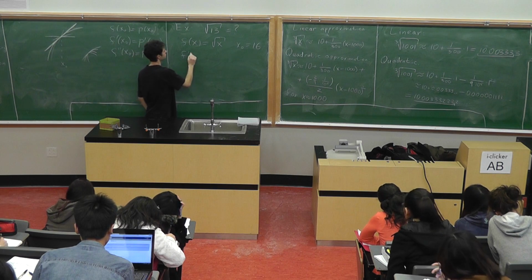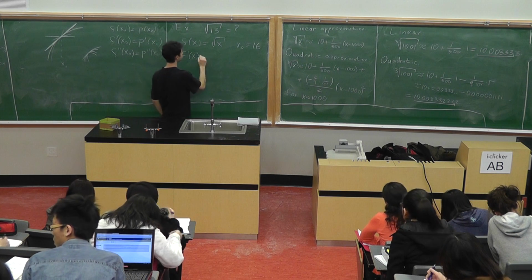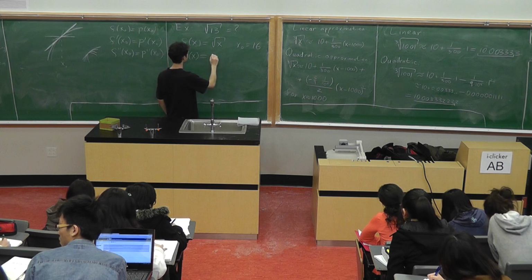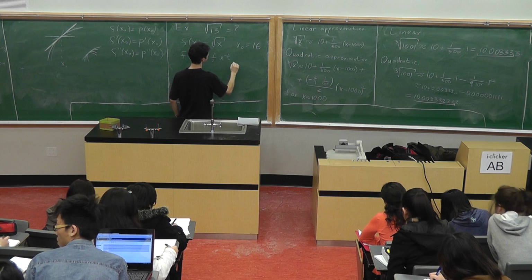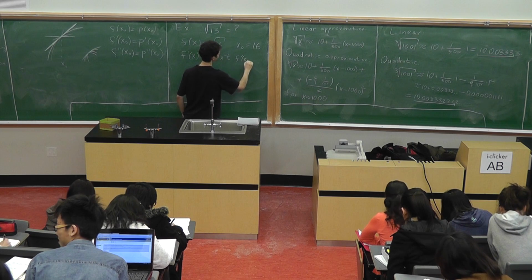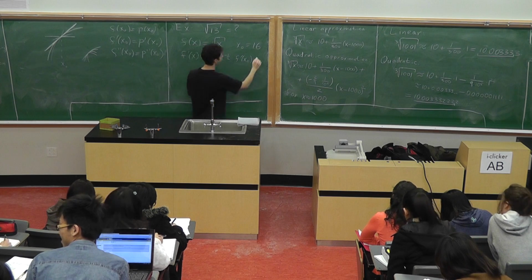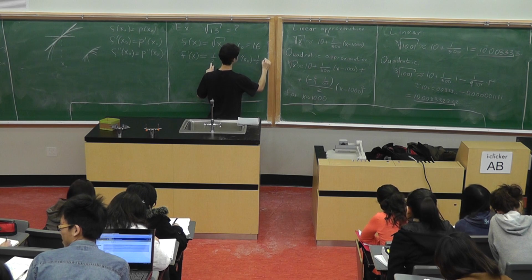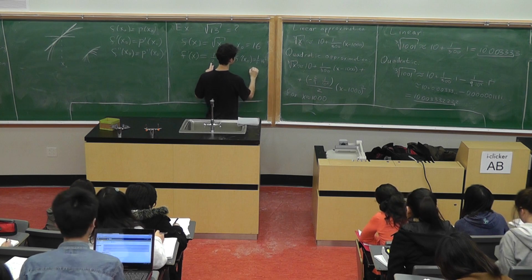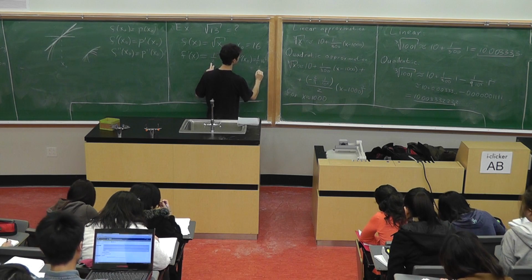Then I'll compute what is the derivative, what is the second derivative. So the derivative will be 1/2 x to the minus 1/2. So f prime at the point x naught is 1/2 times 16 to the power minus 1/2, which is 1/8.